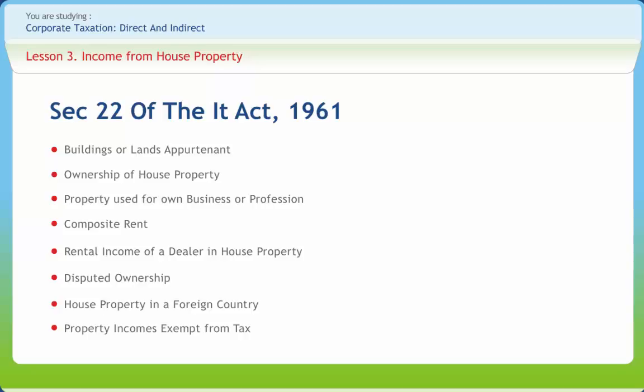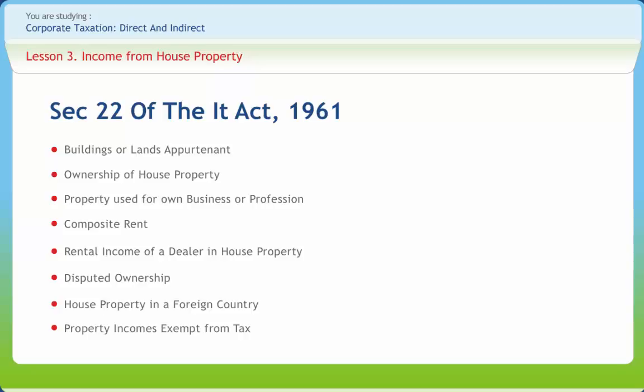A person who is allowed to take or retain possession of any building or part thereof in part performance of a contract of the nature referred to in Section 53A of the Transfer of Property Act 1882 shall be deemed to be the owner of that building or part thereof.